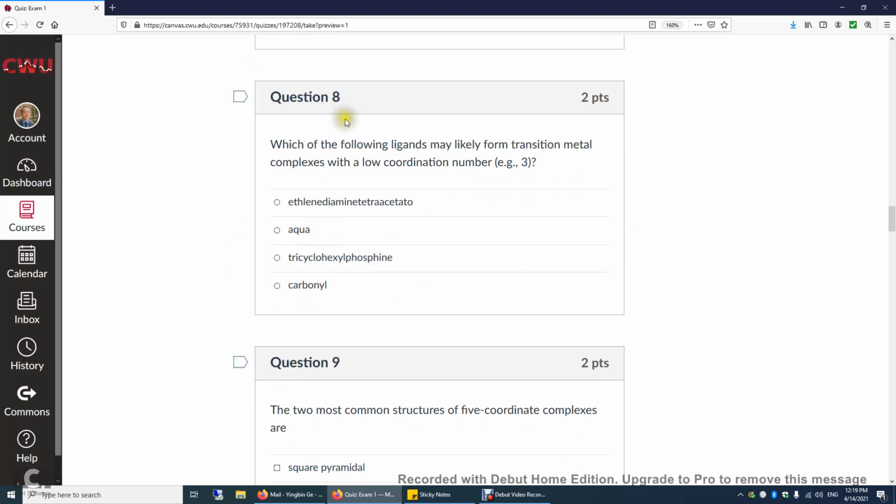All right, so question 8. Which of the following ligands may likely form transition metal complexes with a low coordination number? Usually you look for a very large steric effect. How about this? Tricyclohexylphosphine. So you have 3 six-membered rings bonded to this phosphine. And also this is actually one of the examples in the textbook by Weller.